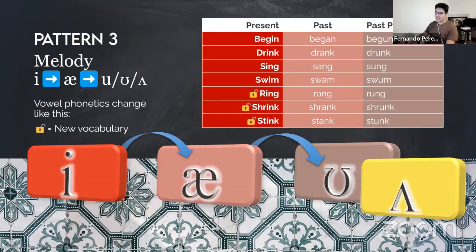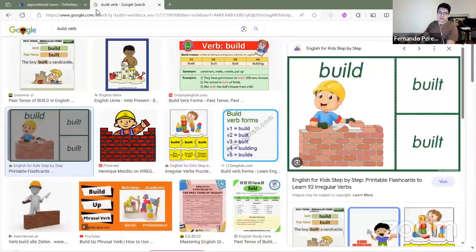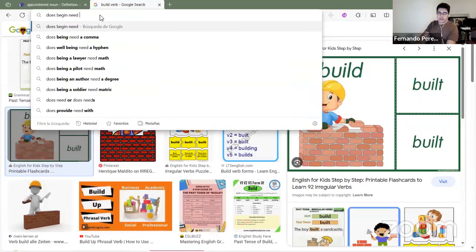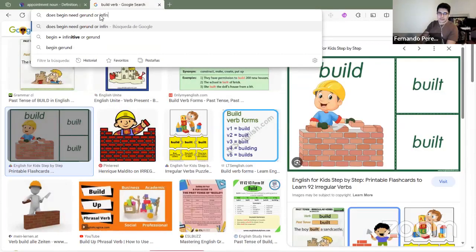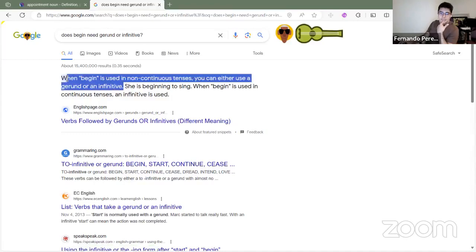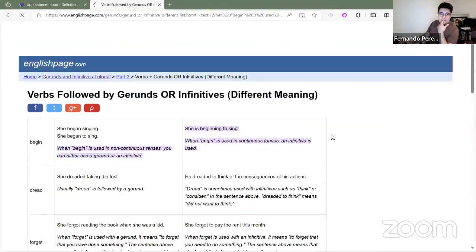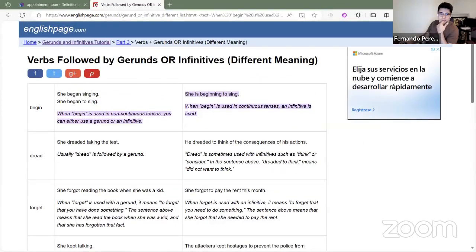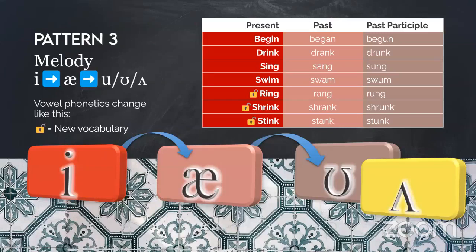Okay, I have the question too. No, but my question is different. Does begin need gerund or infinitive? When begin is used in non-continuous tenses, you can use either a gerund or an infinitive; both are correct. She is beginning to sing. She began singing. The two are correct. You are correct, Karen. No problem with this.